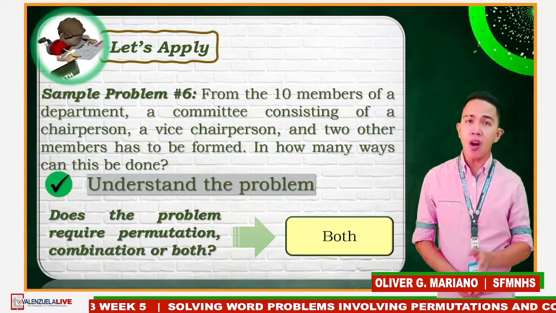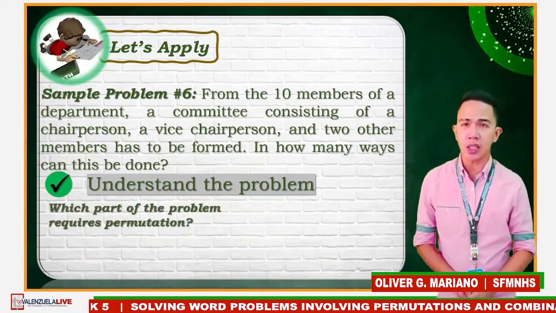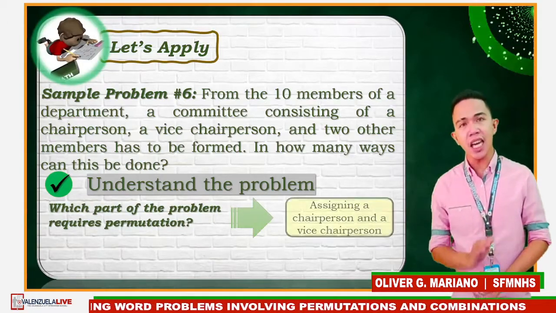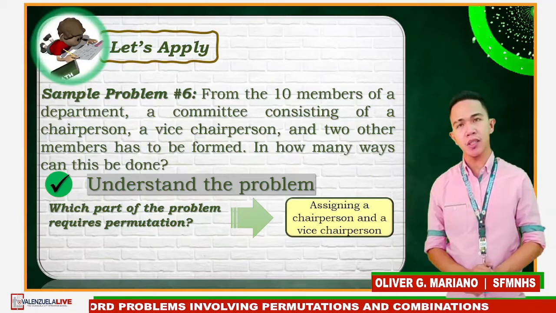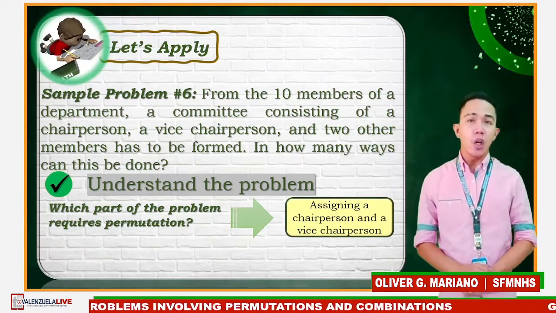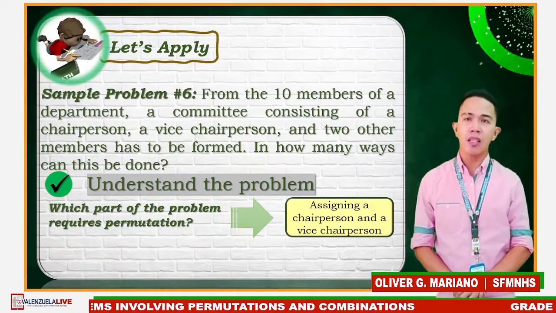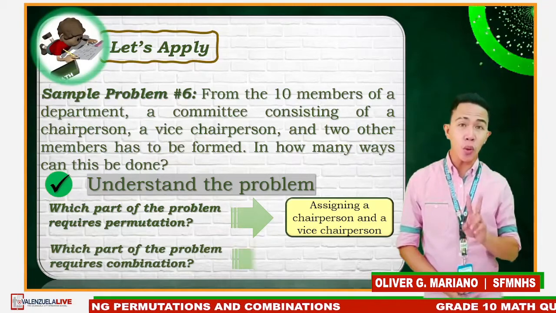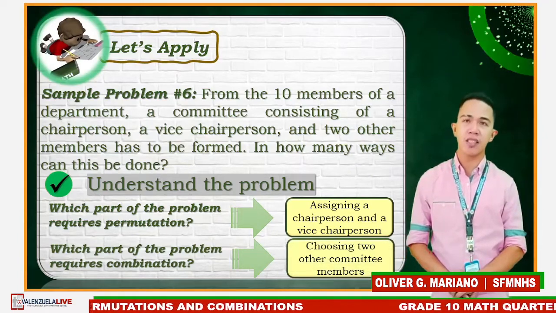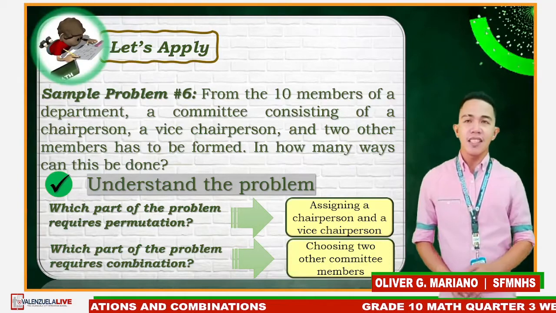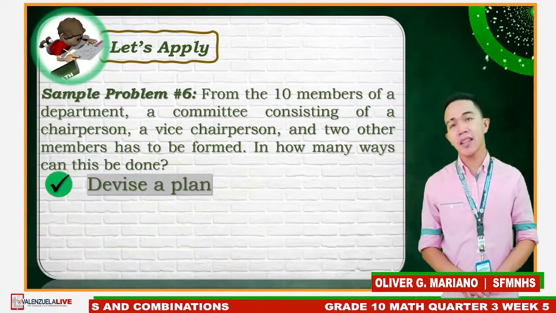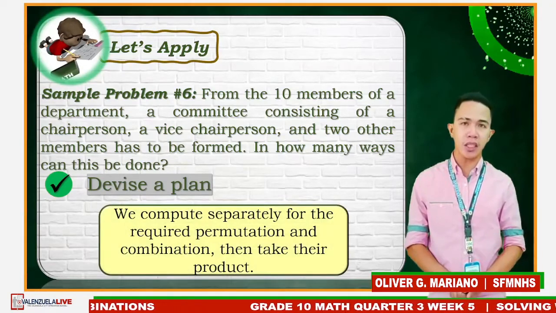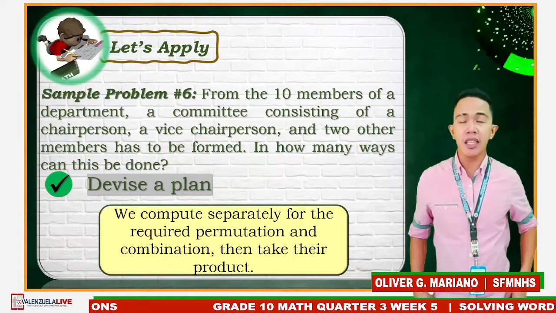Which part of the problem requires permutation? Correct. Assigning a chairperson and a vice chairperson involves permutation. Which part of the problem requires combination? Good. Choosing 2 other committee members involves combination. Then we devise a plan. That is, we compute separately for the required permutation and combination, then take their product.